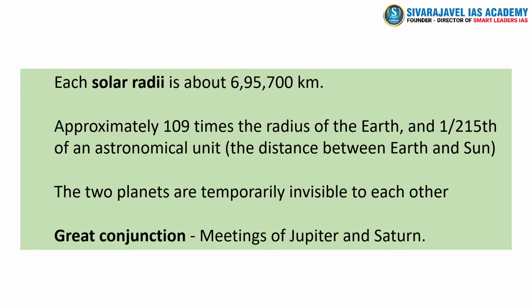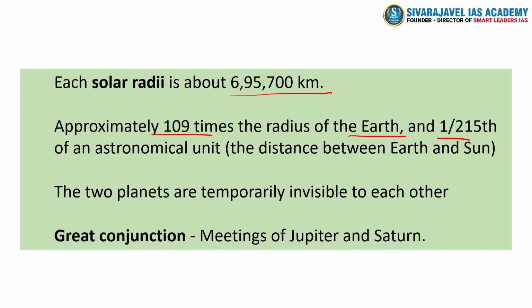And some important details here. Each solar radius is about 695,700 km, which is not a very important piece of information. The actually important information is here: the solar radius is 109 times the radius of the Earth. So the radius of the Earth is 109 times smaller than the radius of the sun. And the radius of the sun is 1 by 215th of an astronomical unit.